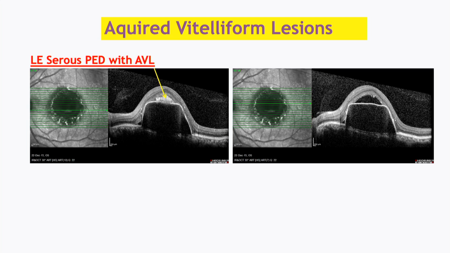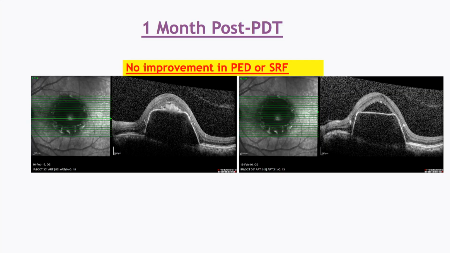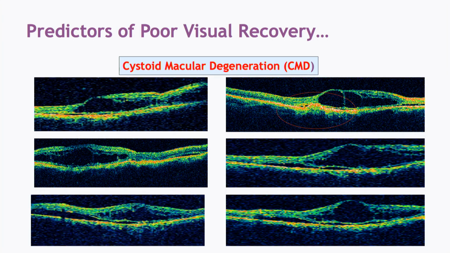In this regard, another biomarker is acquired vitelliform lesions or AVLs, under the retina and above the RPE. This is a biomarker that suggests it may not respond well to PDT. This is before PDT and after PDT. After 1 month, there is no response in this case. Another, as I already mentioned, is a clear-cut case of cystoid macular degeneration, with poor visual outcome in these patients.